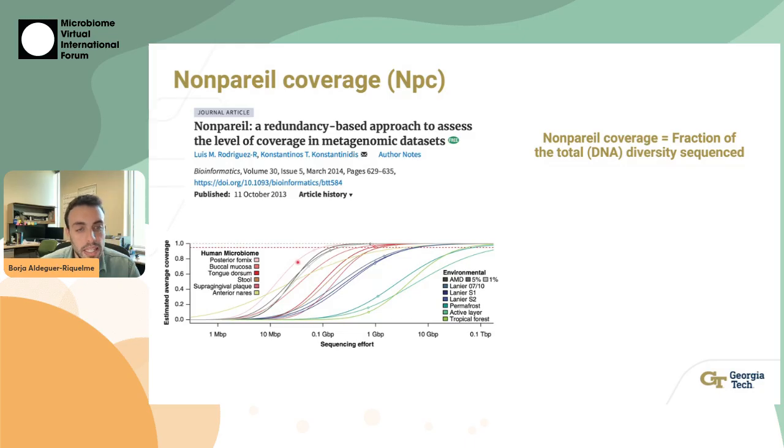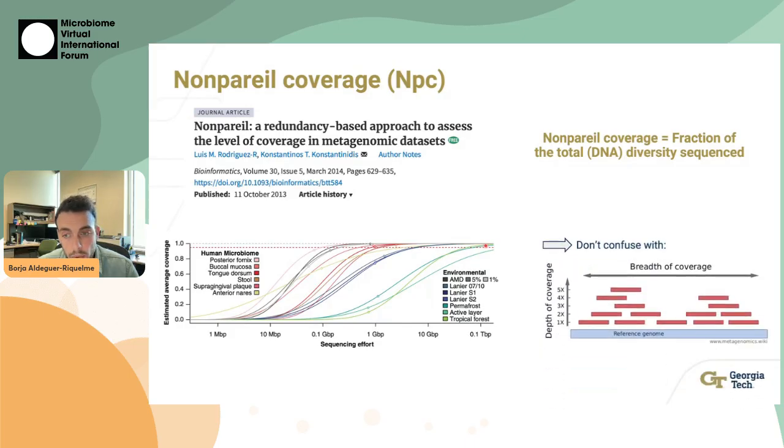However, as you can see, the trend is different for different kinds of samples. For example, for the human microbiome, the sequencing effort that we need to apply to reach a very high metagenome coverage is very low. It's 0.1 gigabytes. However, when we are analyzing environmental samples, and specifically soil samples, the sequencing effort that we need to apply to reach the plateau is much higher. For example, in this case, 100 gigabytes or more.